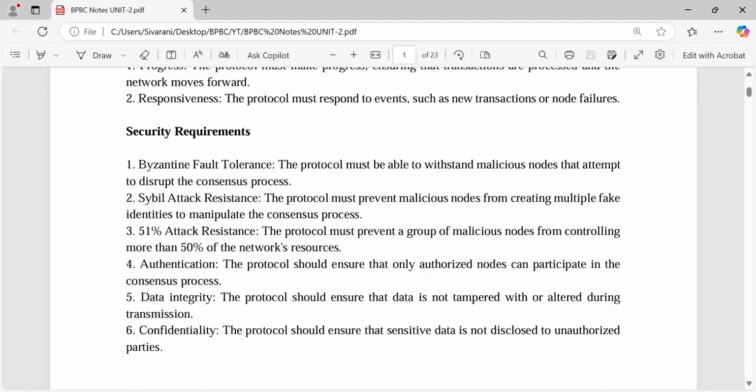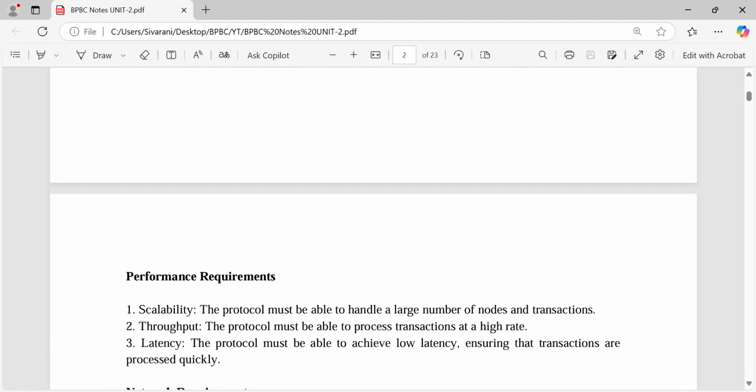When you perform any alteration of data, it will be taken as another block of data. It maintains the data integrity, and it protects sensitive data from unauthorized attacks. It secures the data. We are maintaining the confidentiality.